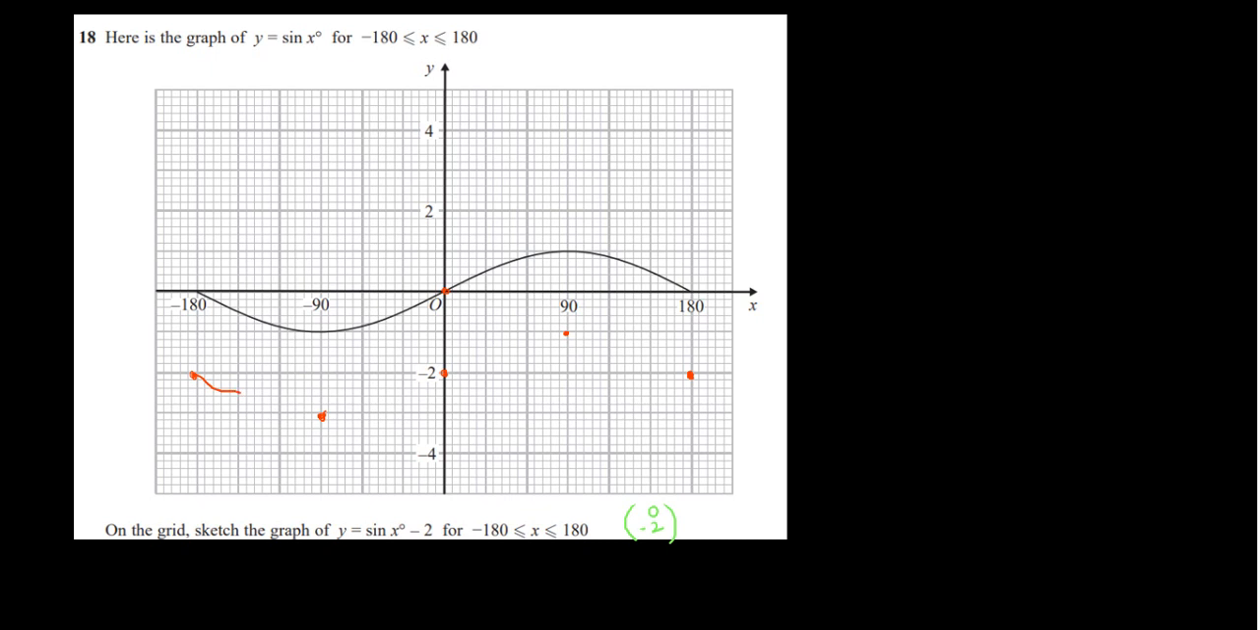Whoa. Let me retry that. My drawing skills are not the best today, and there we go. So everything's moved down 2. Alright, and that's question 18 done.